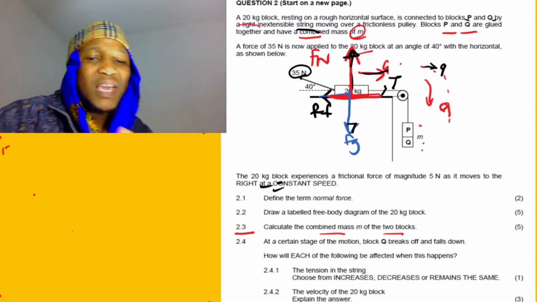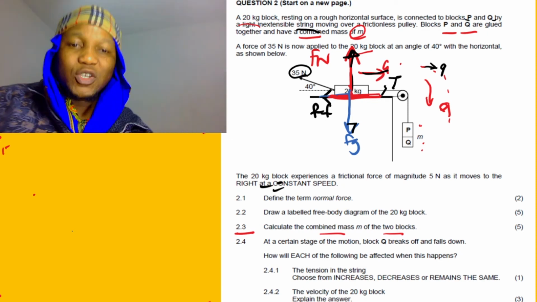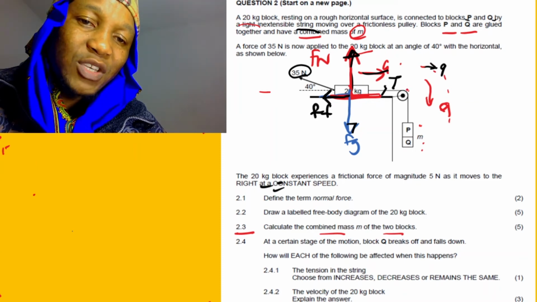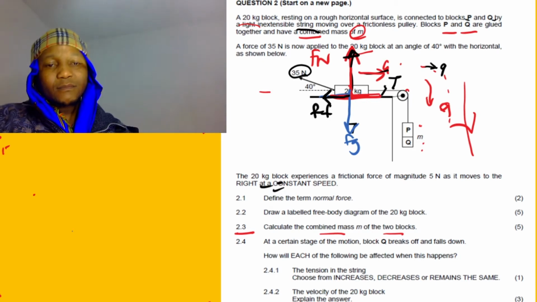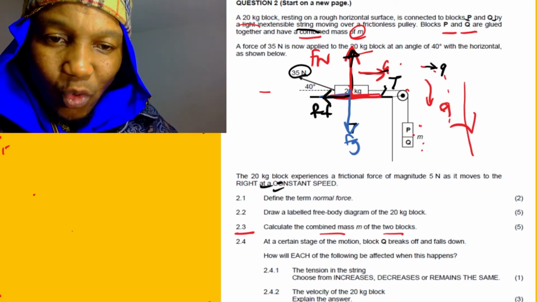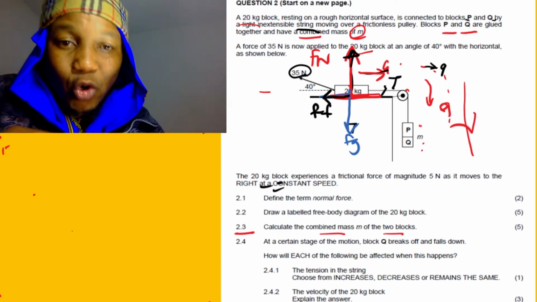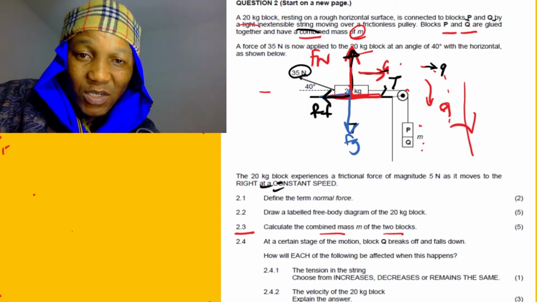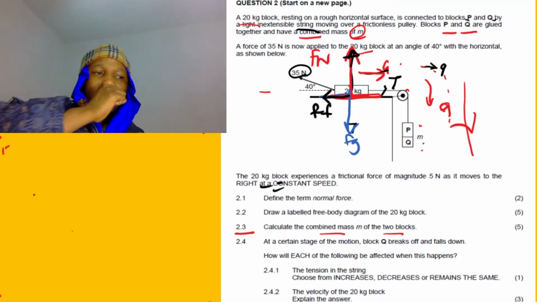So where are P and Q? Is it horizontal motion or vertical motion? Look, this is a horizontal motion, and then when it comes to this pulley, it turns direction and goes into vertical motion. So the vertical motion is here, and the two blocks, P and Q, were glued together. If you read the question clearly, they say they were glued together.